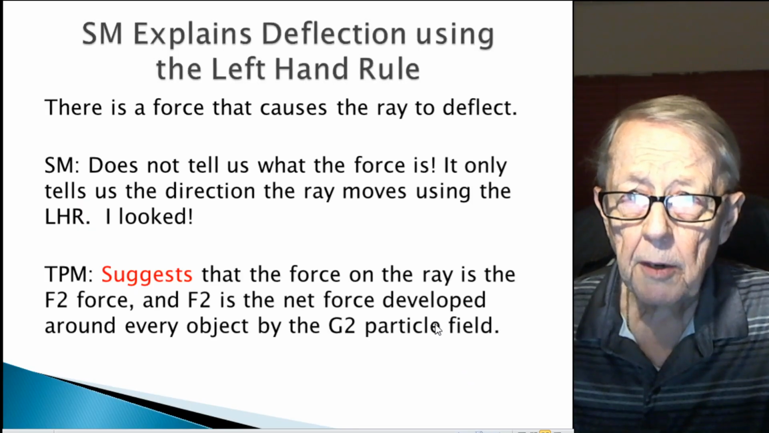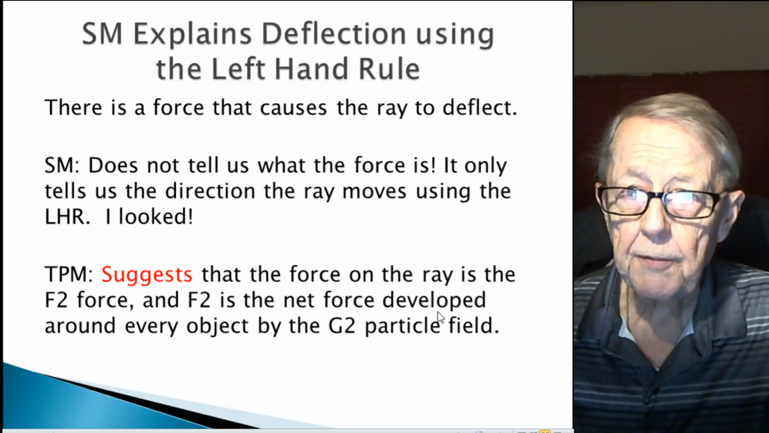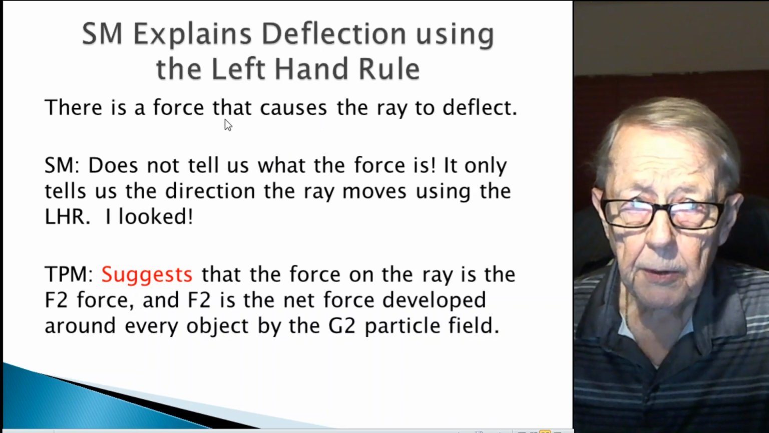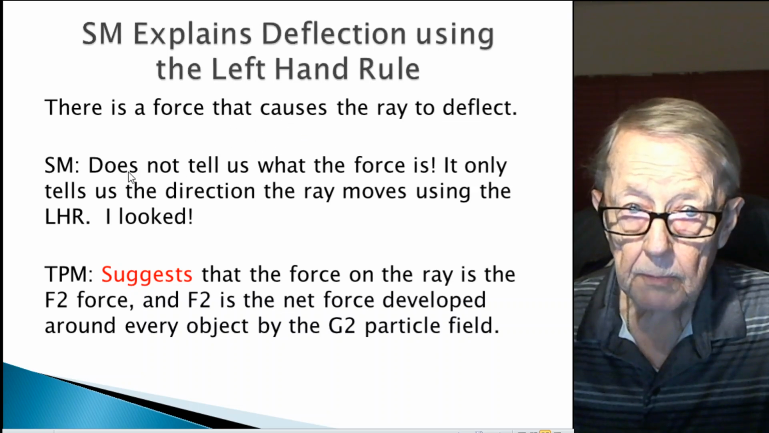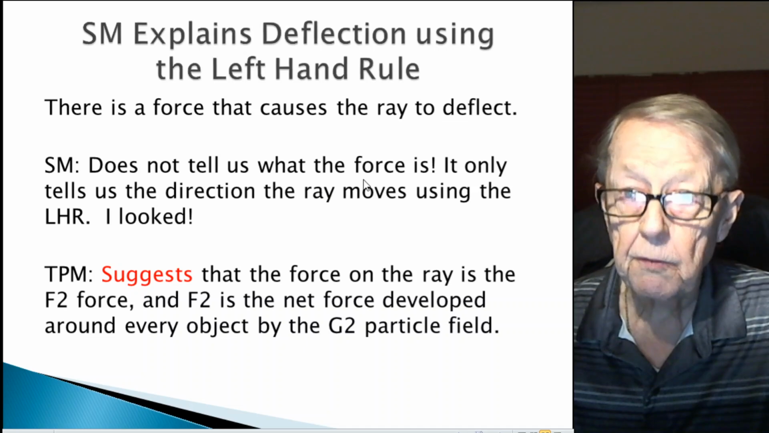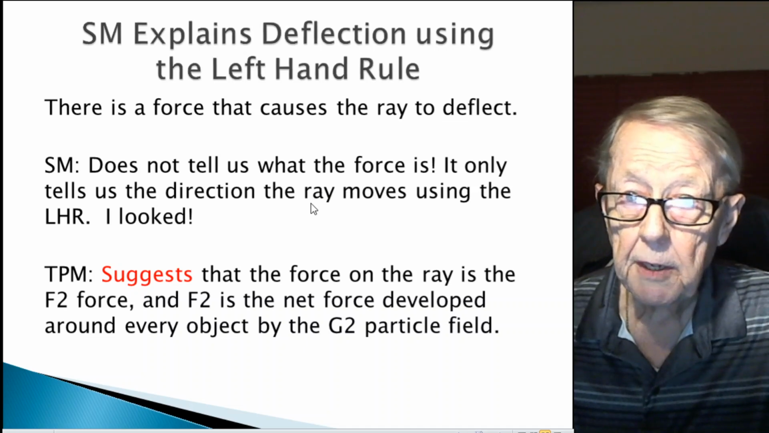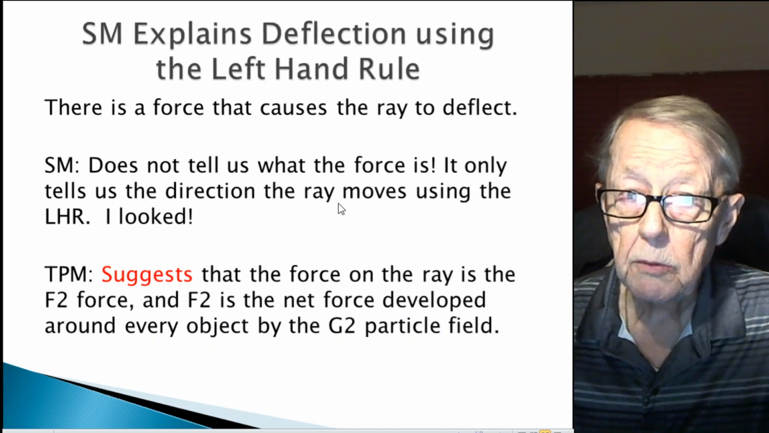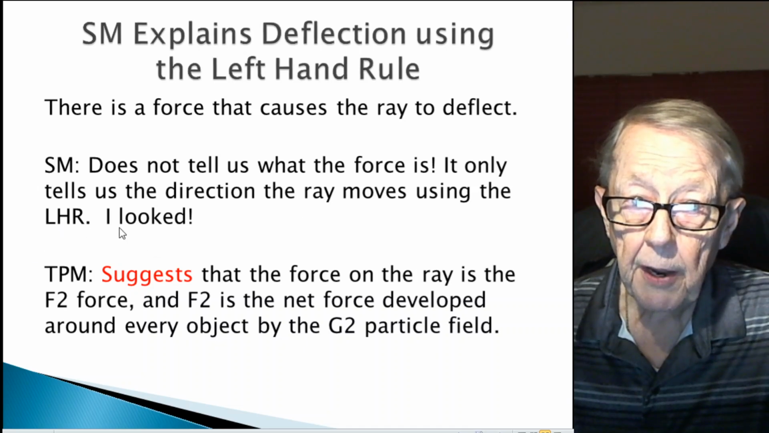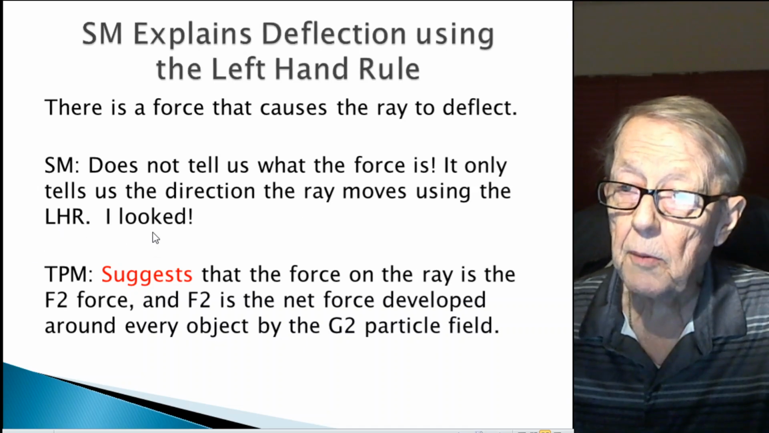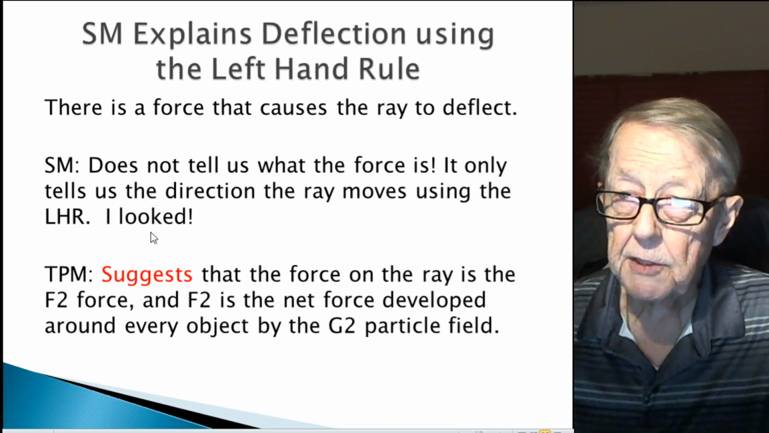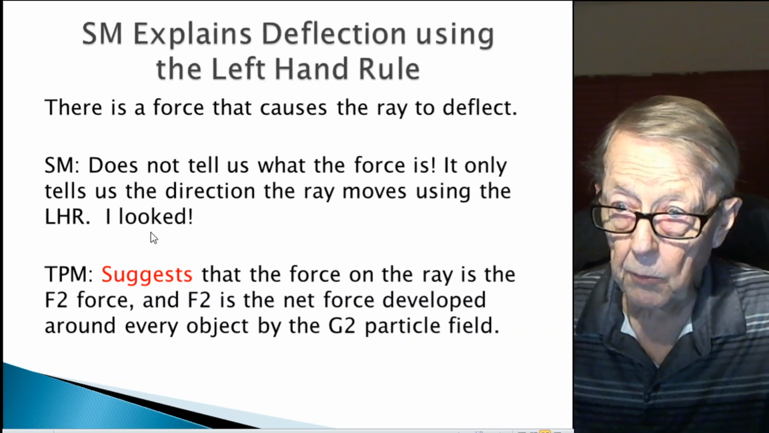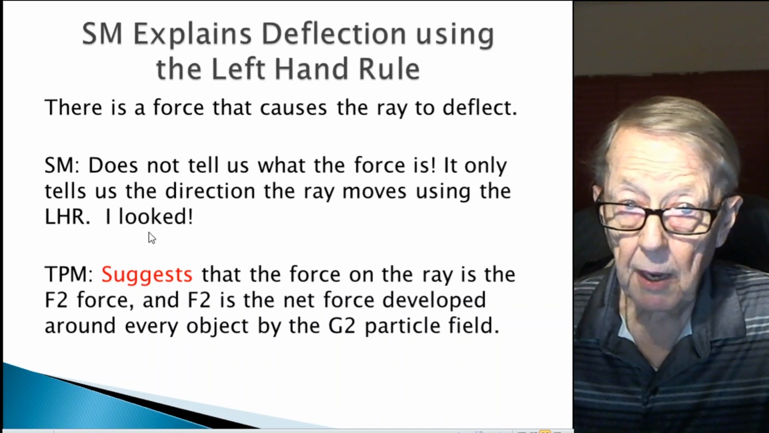Well, the standard model explains deflection using the left-hand rule. What they're saying is there is a force that causes the ray to deflect. The standard model does not tell us what the force is. It only tells us the direction the ray moves using the left-hand rule. I looked to find a physical explanation that really tells what the force is and why the left-hand rule applies.